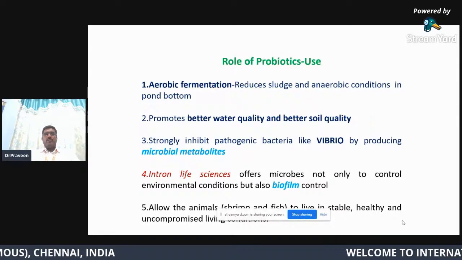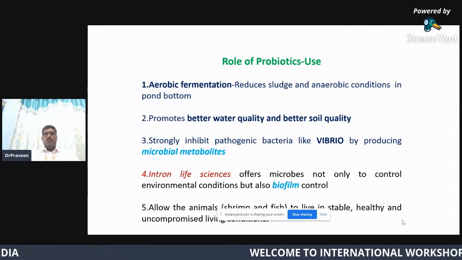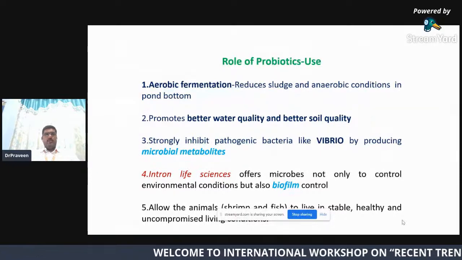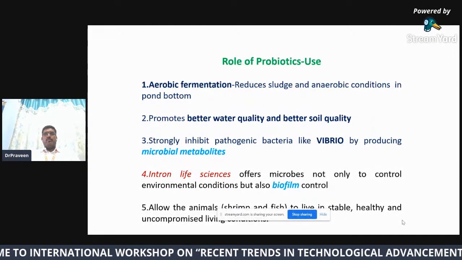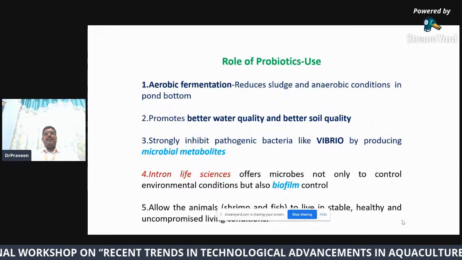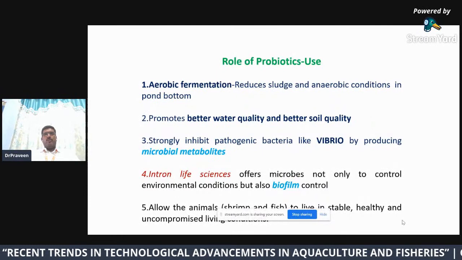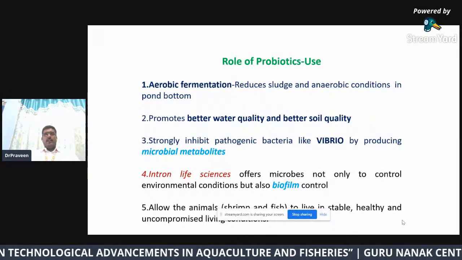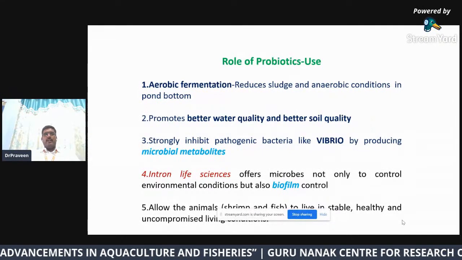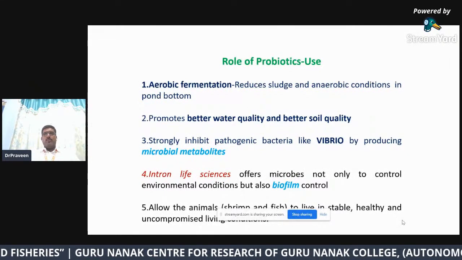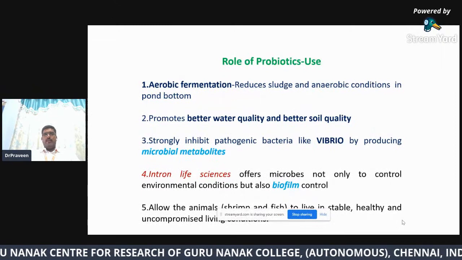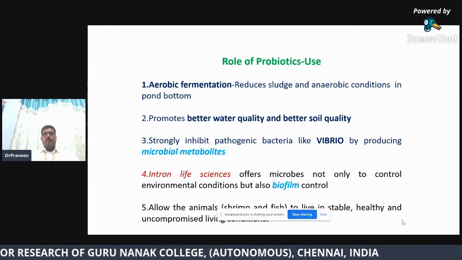That's why we request our farmers to go for regular probiotic applications. As Intron Life Sciences, we offer all these kinds of microbes or probiotics, which will help control all these problems, and we allow a good quality environment in the water and soil. And finally, some biofilm control. We provide a probiotic which controls the biofilm.